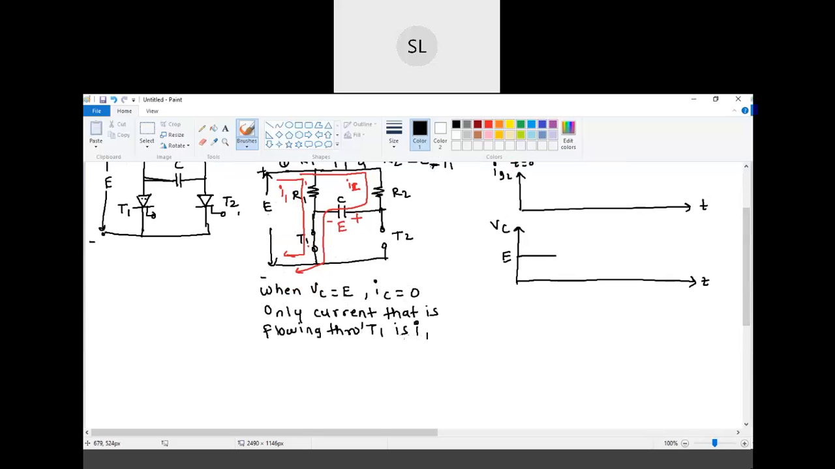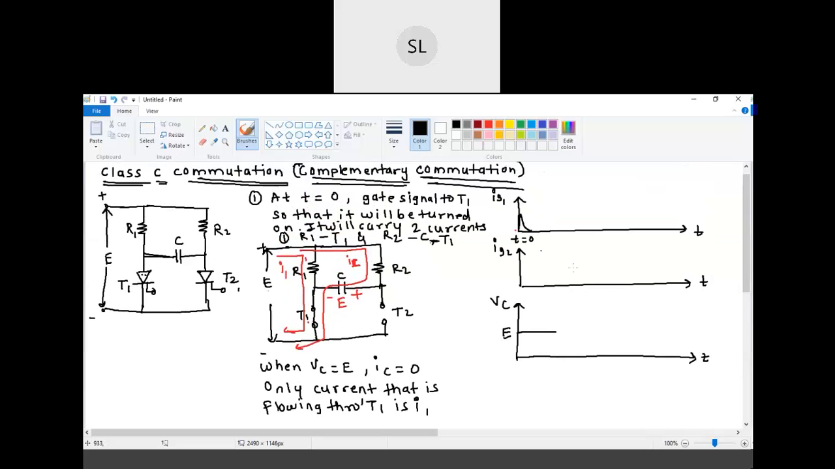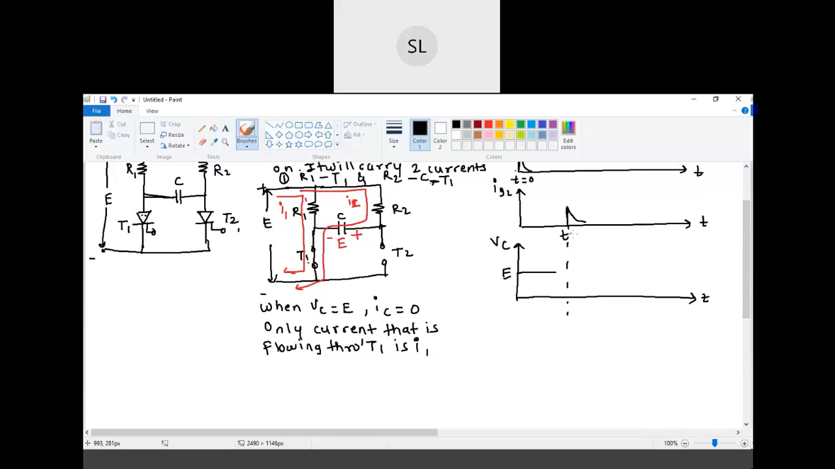Are you getting this? Now see here, with this condition, if we turn on thyristor T2 by applying a gate triggering signal to it at t is equal to T1. At t is equal to T1, we turn on thyristor T2.